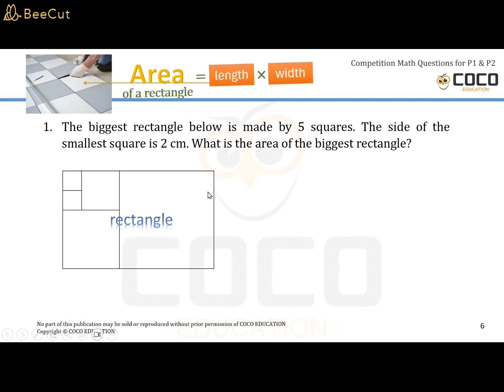If you want to find the area of the biggest rectangle, then you have to think about our formula, which is length times width. Now, we try to find the length and width. How do we find that?